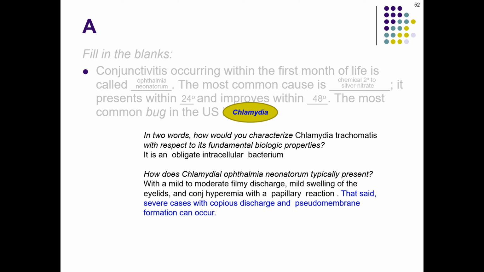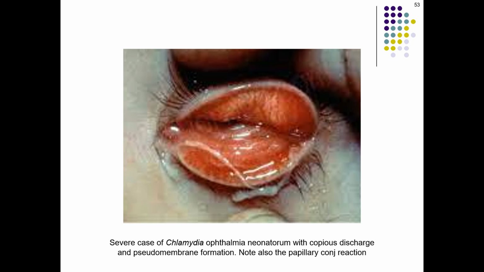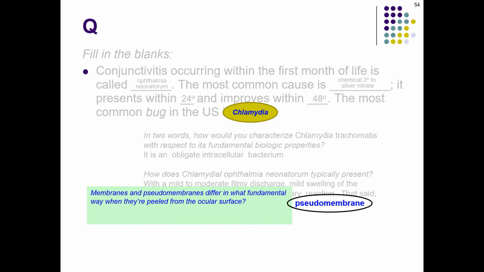That said, severe cases can present with copious discharge and pseudomembrane formation. And this is an example of severe chlamydial ophthalmia neonatorum with copious discharge, pseudomembrane formation, and a papillary conjunctival reaction. And we say that in severe chlamydia trachomatis infections, pseudomembranes can happen.